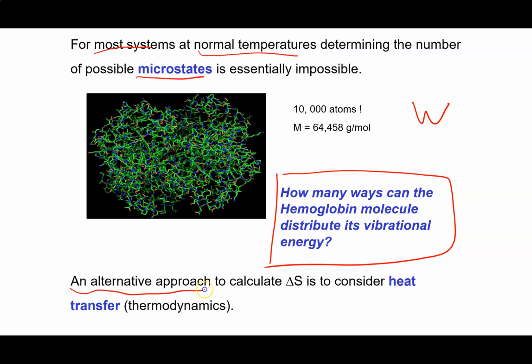So an alternative approach to calculate the change in entropy of a system, or the change in entropy of the surroundings, is to look at the heat that is transferred during a chemical or physical change. And this is referred to as thermodynamics.